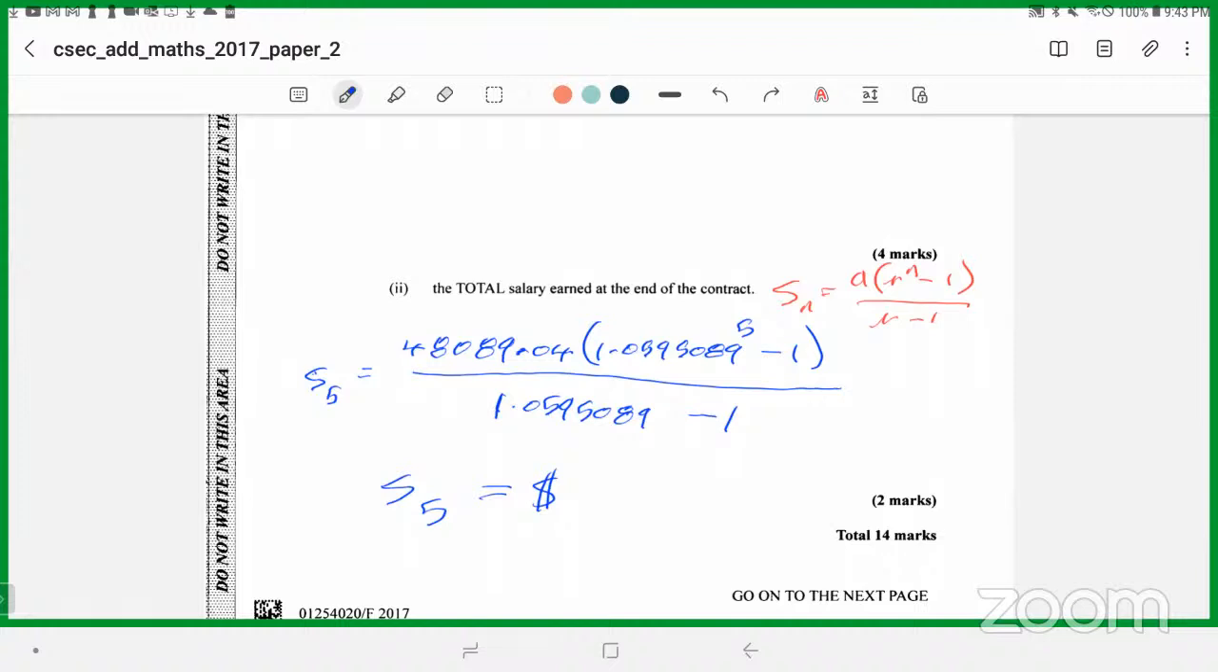Zero point 1, 0, 5, 9, 5, 0, 8, 9 to the 5, minus 1. And then you can just write this on here, by subtracting 1. 0.1059 95089. There you get. Get an error? We could work and put it in the exam.